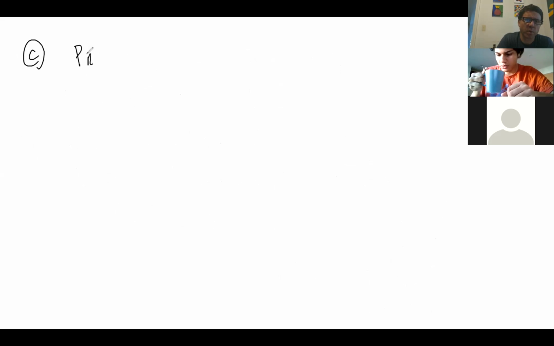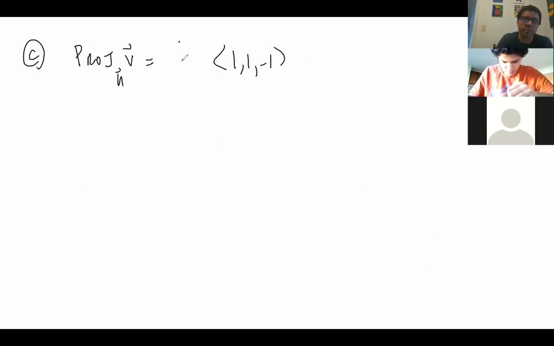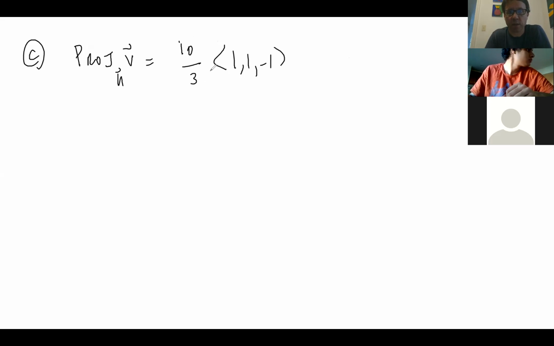Part C was projections. So I think most people got this one right. You take V and project it down onto U, then it's a multiple of the vector U. So I know it's going to be some number times U. That number is the dot product divided by the length of U squared. So 10 is the dot product, the length of U is square root of 3, so you square it and you get 3. Leave it.